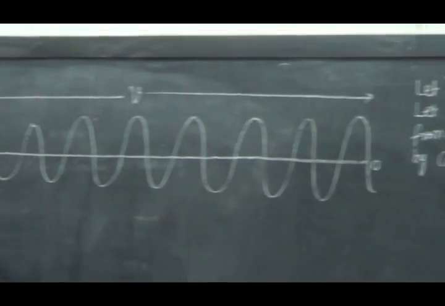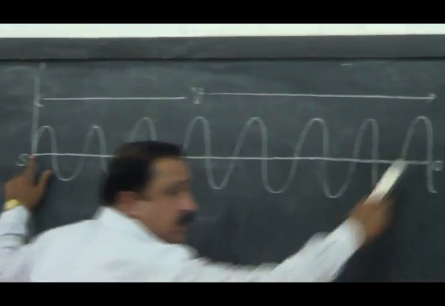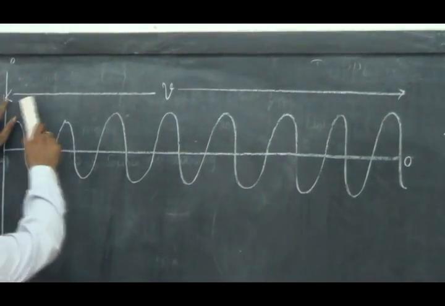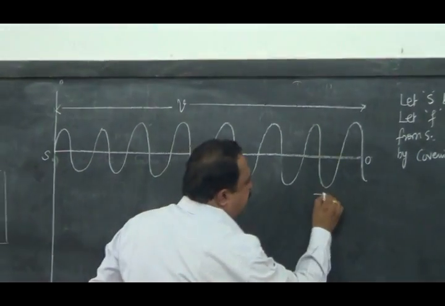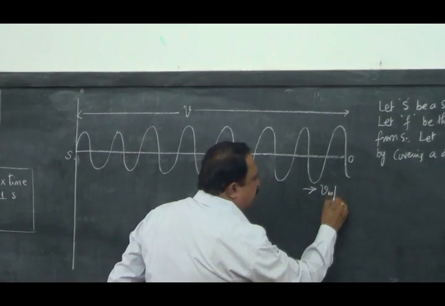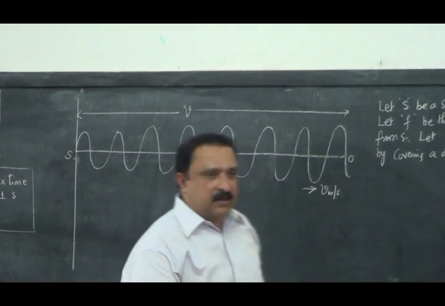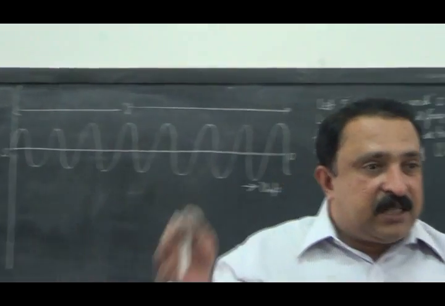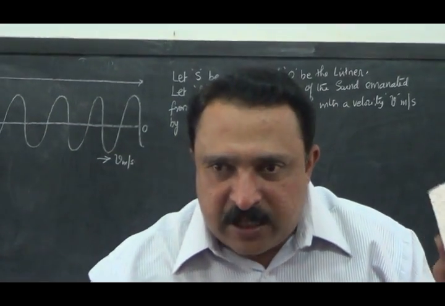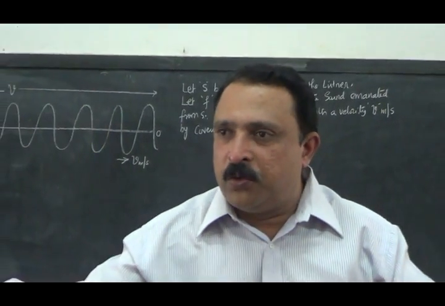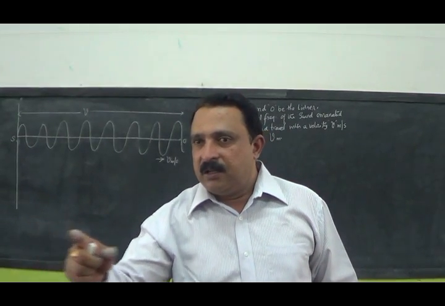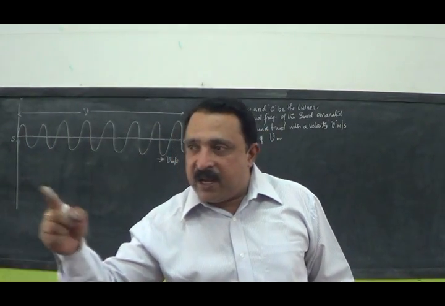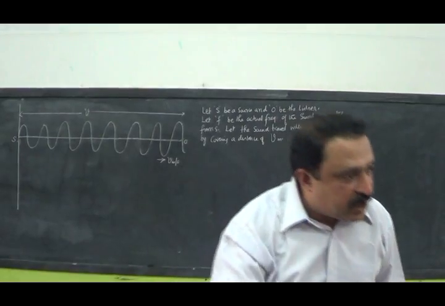So, what is the distance from S to O? V meters. S to O, the distance is v meters. And what is the speed with which the wave is coming? V meters per second. We have just assumed that the distance between S to O, that is source to observer, is v meters. And the sound is coming with a velocity v meters per second.